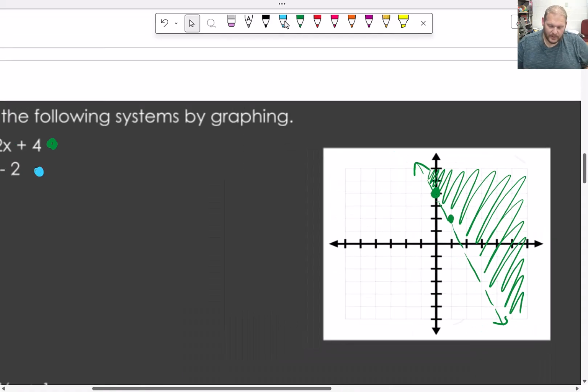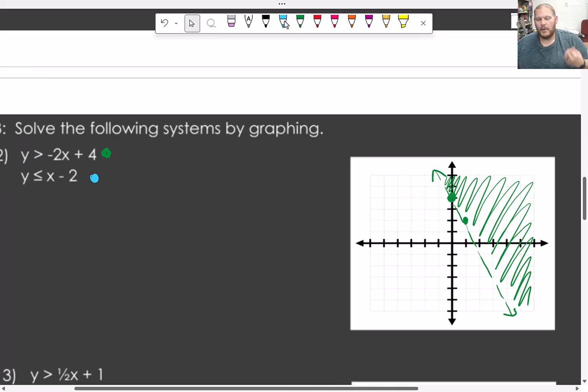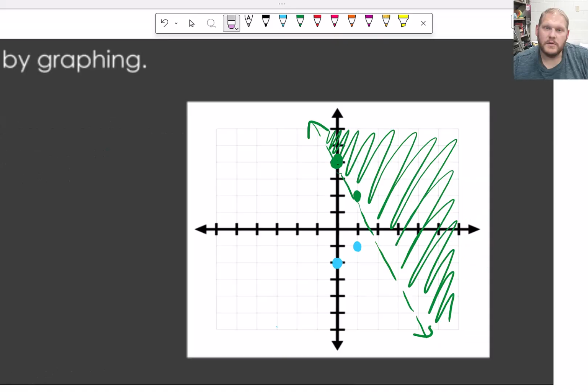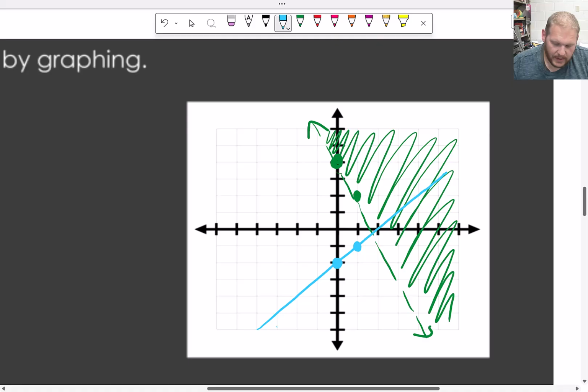Now I'm going to repeat that process with my bottom inequality. My bottom one was y is less than or equal to x minus 2. So that would be a y-intercept of negative 2. The slope is positive 1. So up 1, right 1. So now that I have my y-intercept and my slope plotted, I can go ahead and connect those dots with a nice straight line. And again, because it is or equal to, it's going to be a solid boundary.